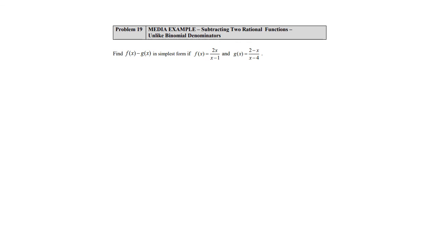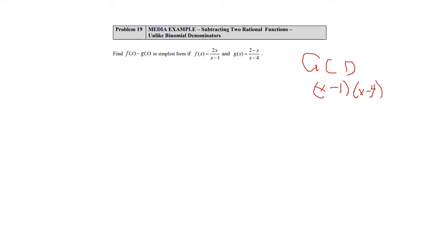So in this problem, we need to subtract two rational functions that do not have common denominators. So the first step we need to do is actually try to find a common denominator. Whenever you're dealing with two binomials, like we have right here, x minus 1 and x minus 4, since neither of these can be factored, typically our strategy is just to multiply these two together. In other words, I'm going to try to get my greatest common denominator to be x minus 1 times x minus 4.